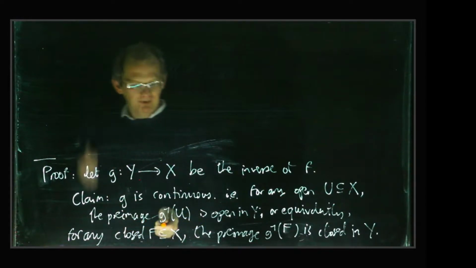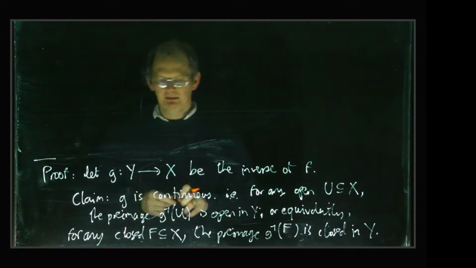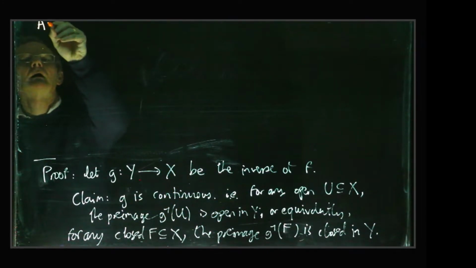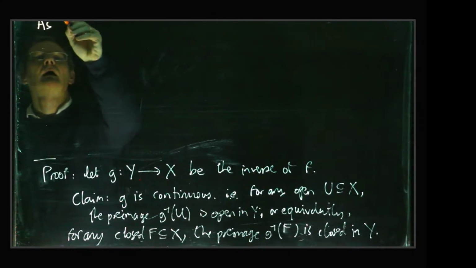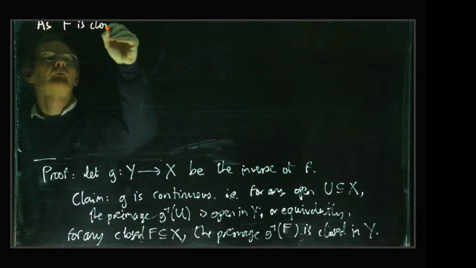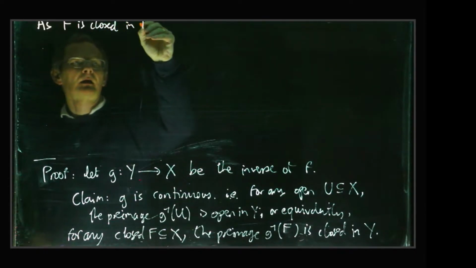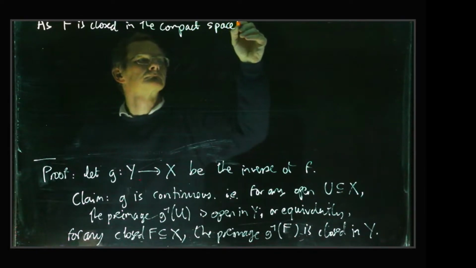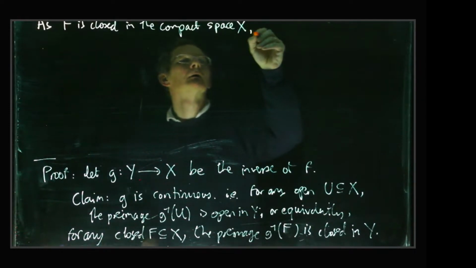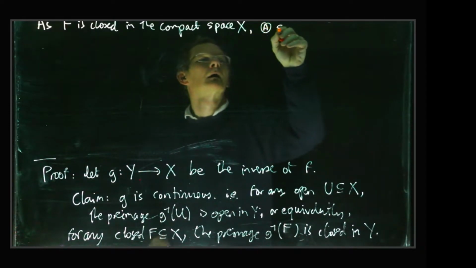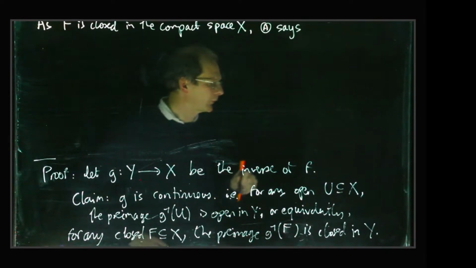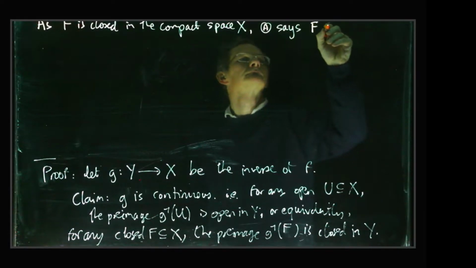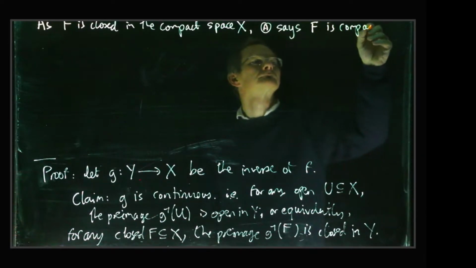Okay, so we've got some closed set F in X right now, and we need to show that the preimage is closed in Y. As F is closed in the compact space X, the fact that we called A on the previous board says that F is compact.